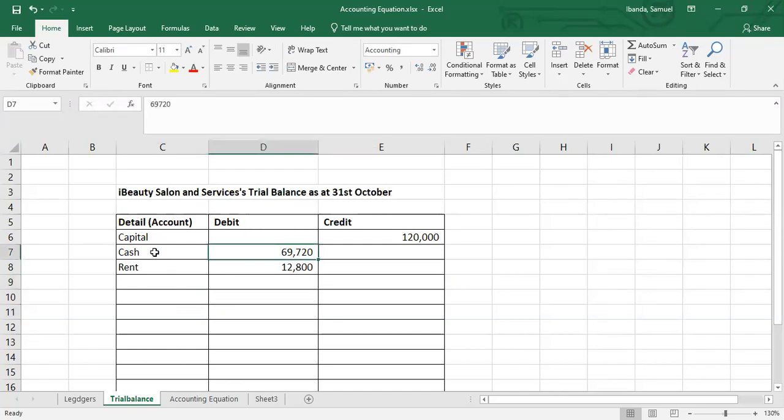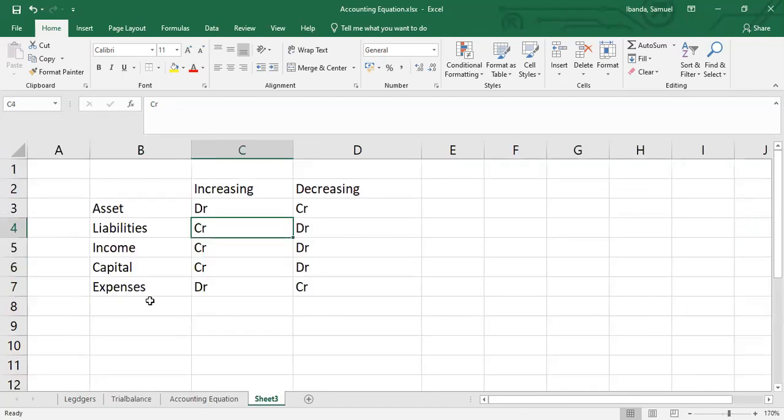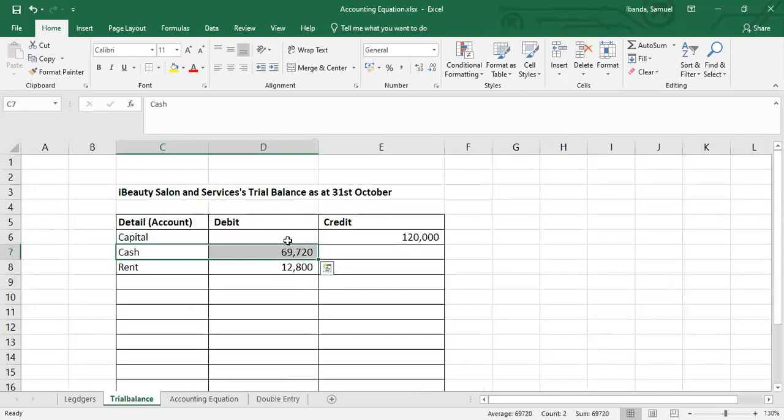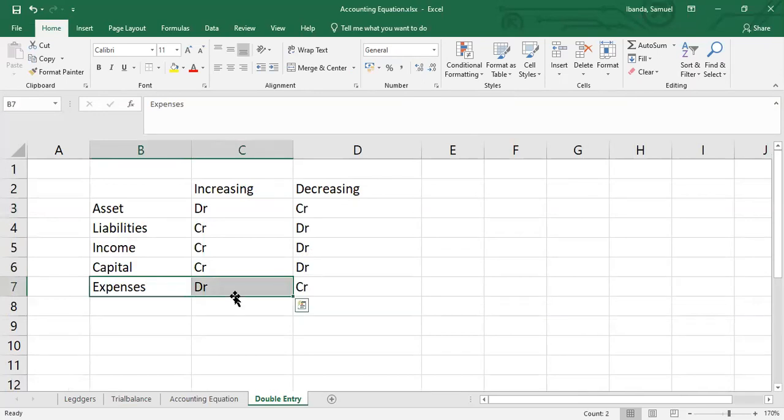As you can see, cash is an asset, so its normal balance is on the debit. And that is the same thing that is here in my double entry. I'll call this the double entry. Assets have a normal debit balance, and that is why you see cash has a debit balance here. The same thing with rent. Rent is an expense. And remember, expenses, we say they have a normal debit balance.